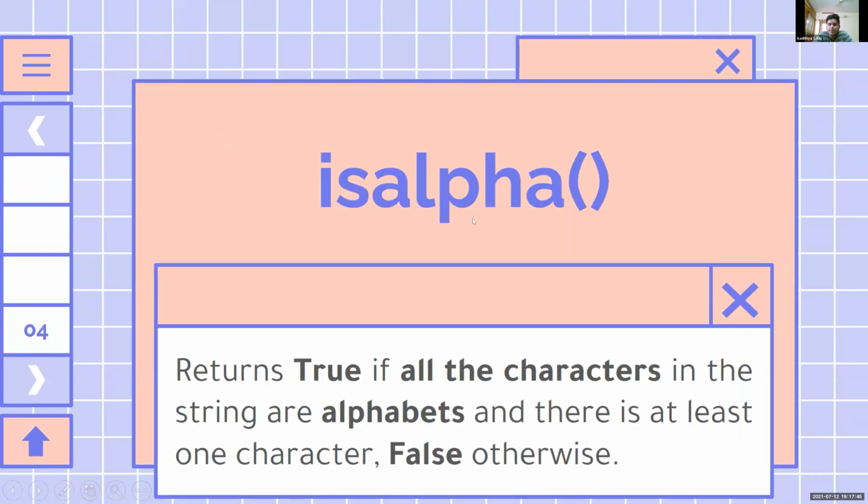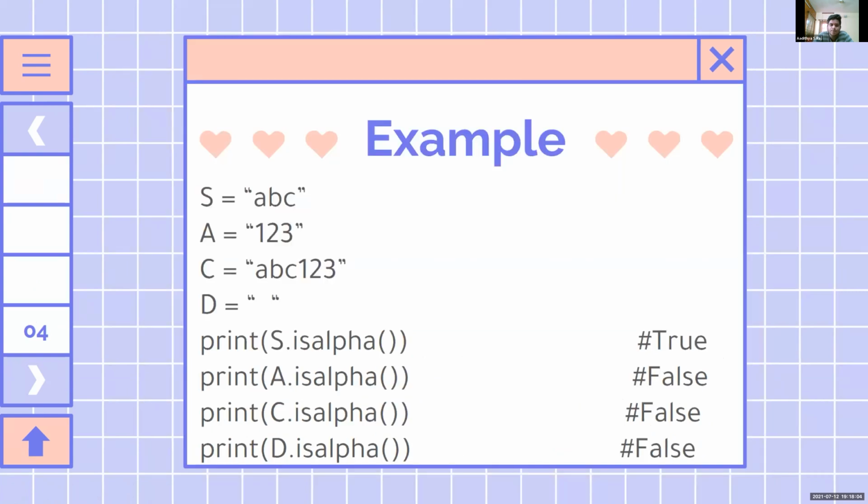The next function is isalpha. It returns true if all the characters in the string are alphabets and there should be at least one character. Otherwise, this function will give the output as false. So it is mainly used to check whether the values in the string consist of only alphabets.